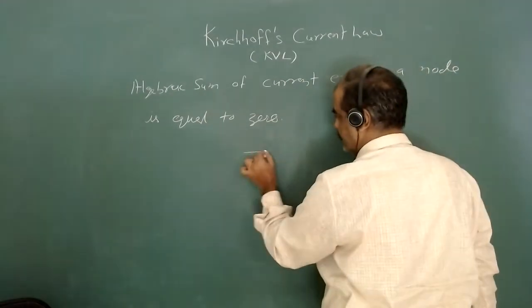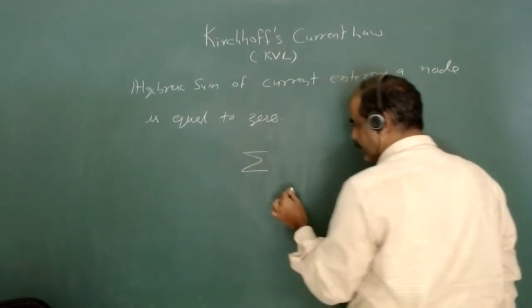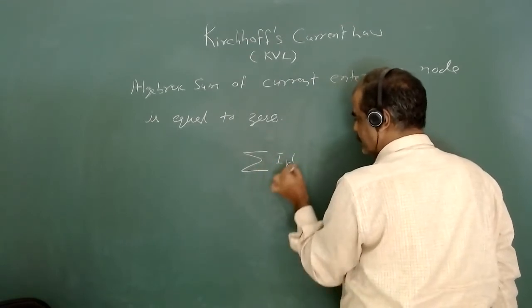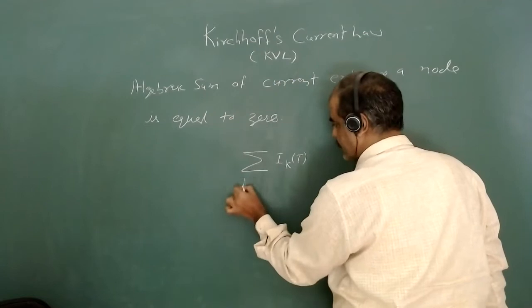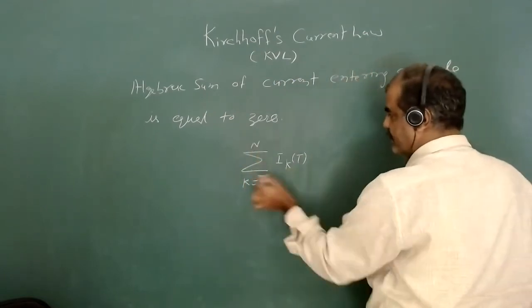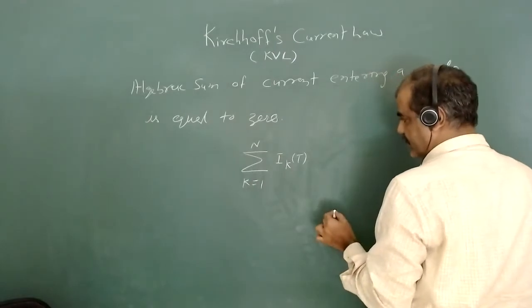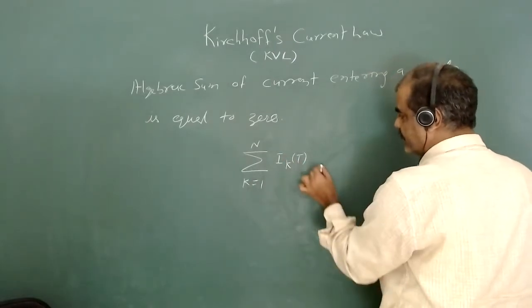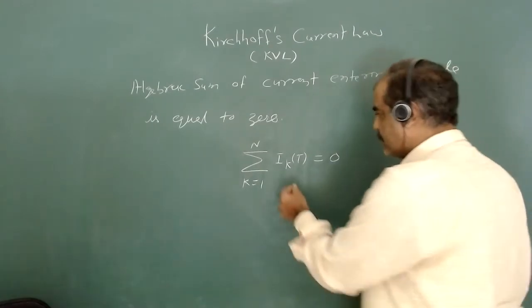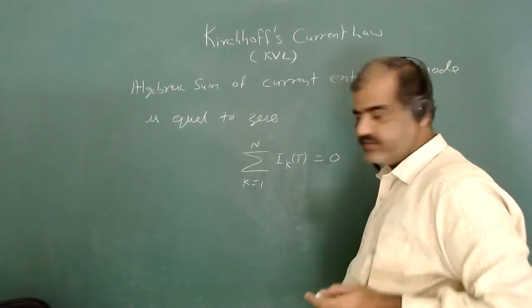Suppose in a node n currents are entering, so say this is my current, the sum for k equal to 1 to n. If you sum all the currents entering a node, the algebraic sum of all the currents will be 0. This law comes from conservation of charge.